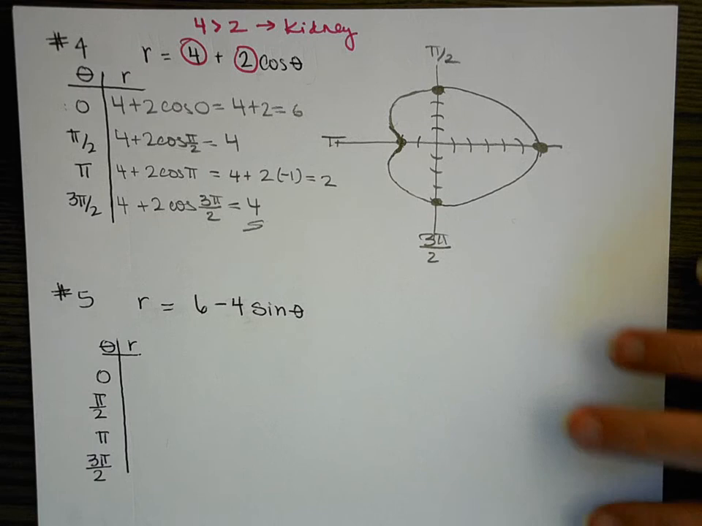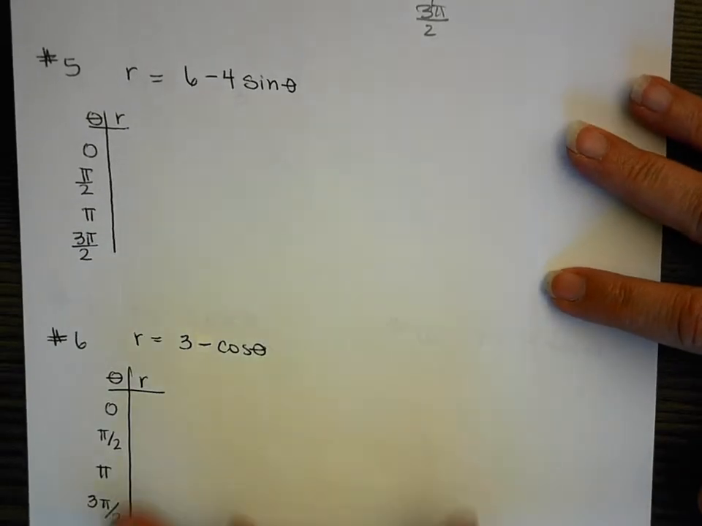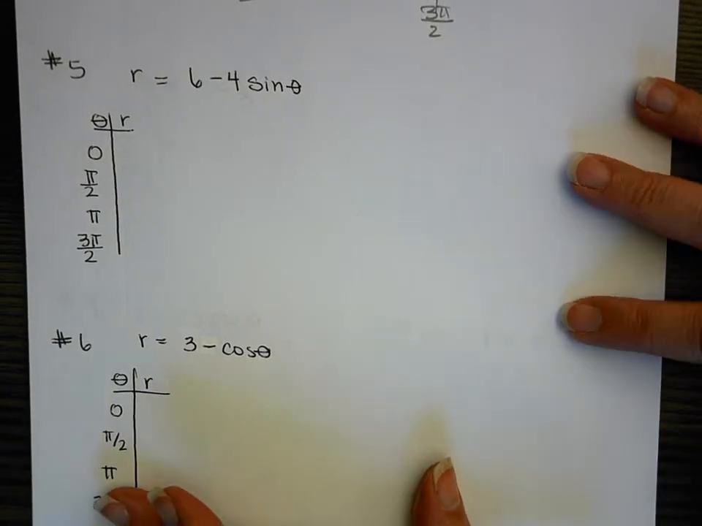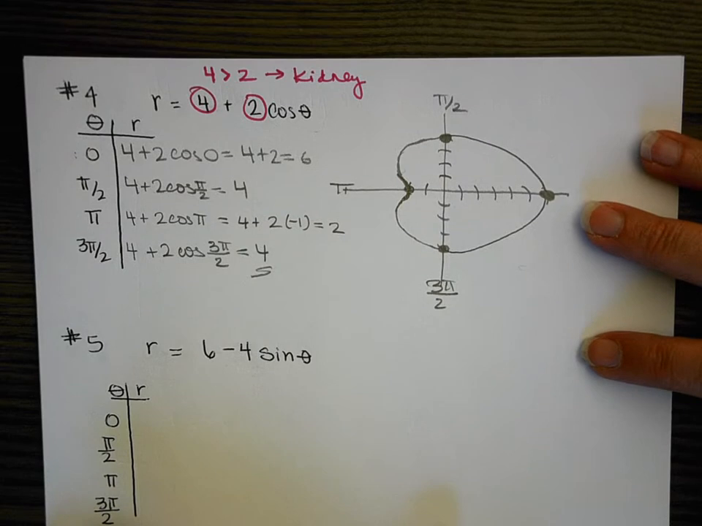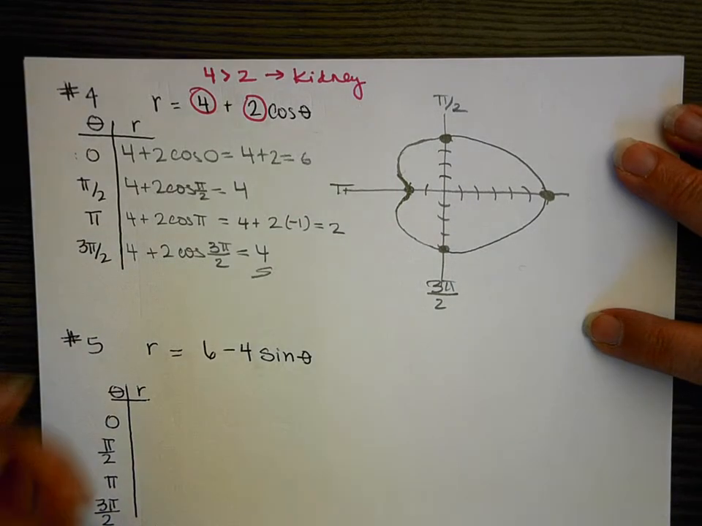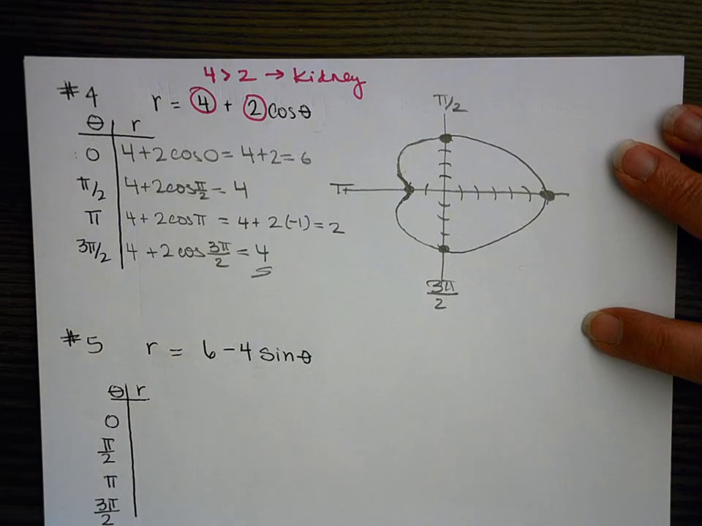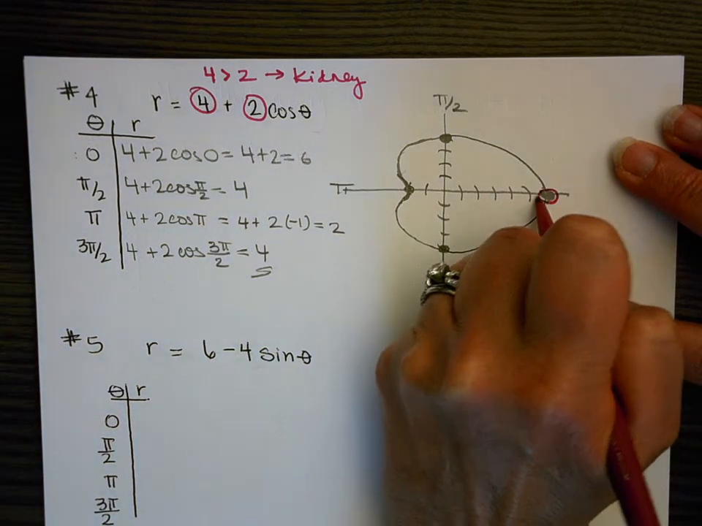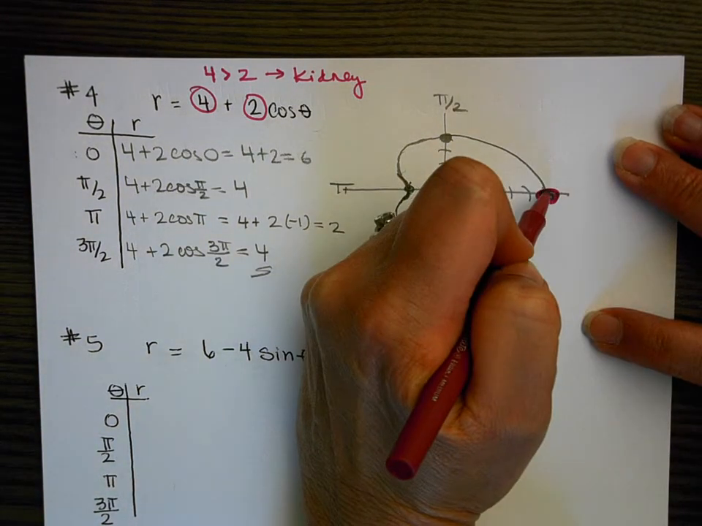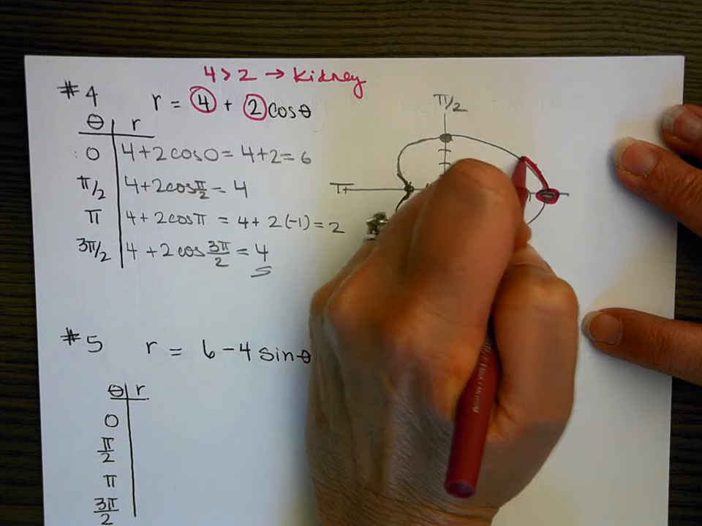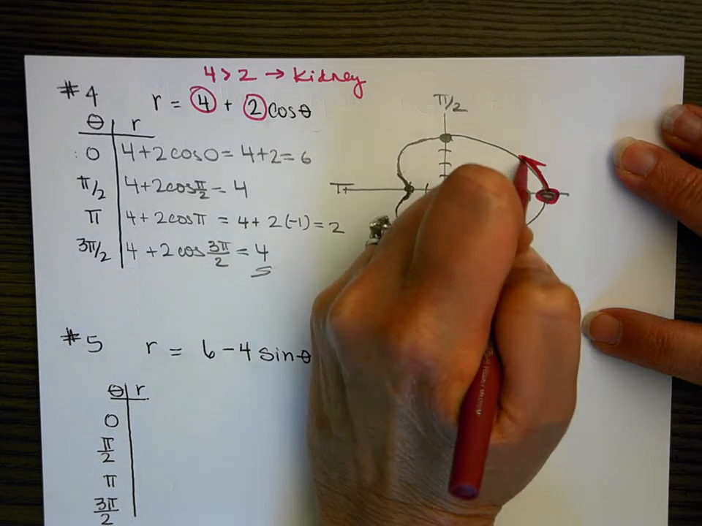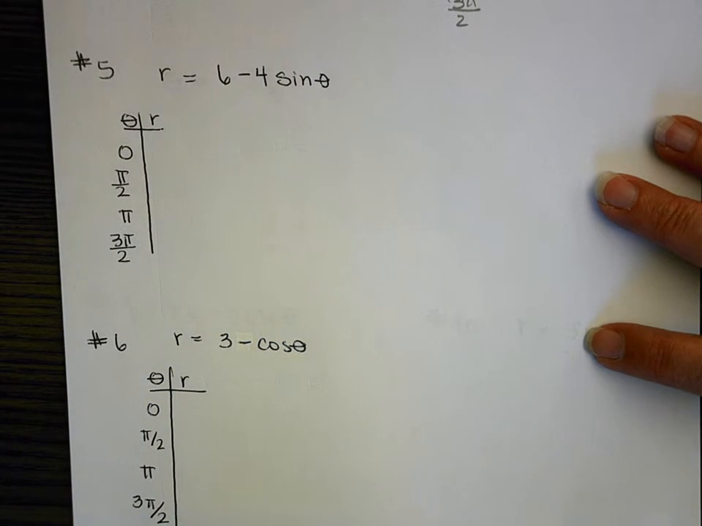Okay? All right, so let's take a look at question number 5. We're going to try to graph this one without doing a table. I always forget my start and stop. So our start and direction: at 0, 6, I'm going to go to 0, 6, which is this point right here, and then head towards pi over 2, in that positive direction of counterclockwise.